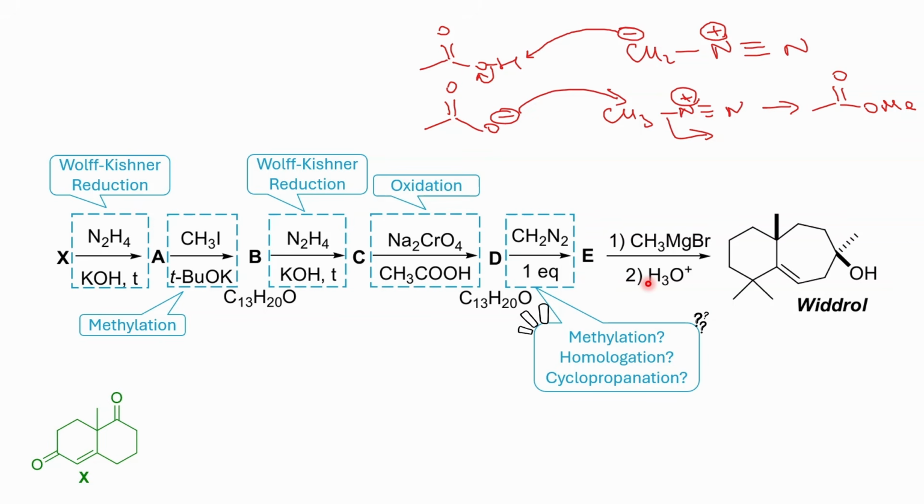And the last step is almost certainly Grignard, right? We have methylmagnesium bromide followed by an acidic workup. You can also see this methyl group here and OH group here, so you can even work backwards and find the structure of E. So we start with X. We apply this because here we know what's going to happen, at least for the first 3 steps.